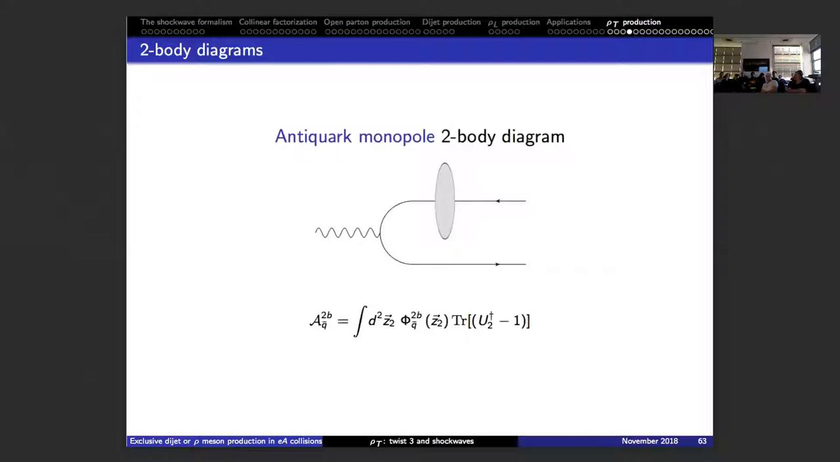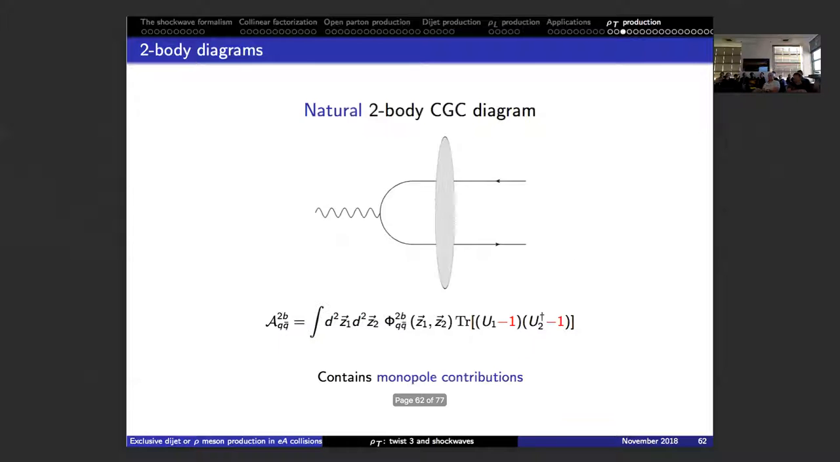No, I will come to that later. There is a difference between those diagrams. If you have lines or propagators, you're perfectly fine. If you have a vacuum to meson matrix element, which involves fields, you cannot absorb that term. So you don't have trace U1, U2 dagger. You have trace U1 minus 1, U2 dagger minus 1, because they both interact.